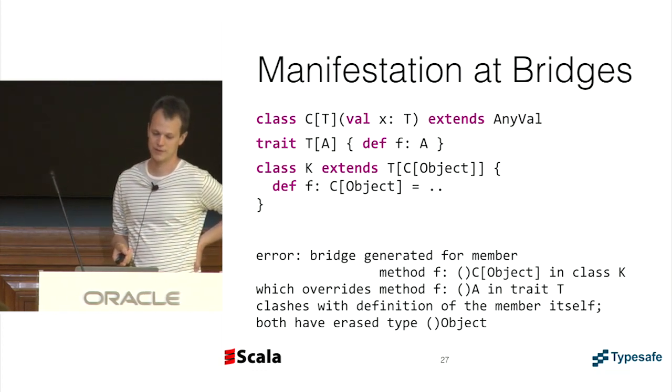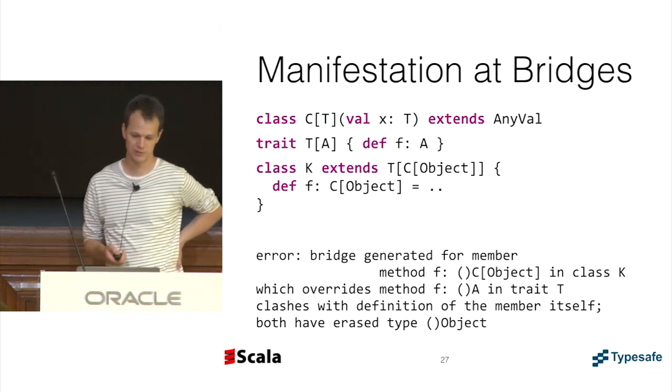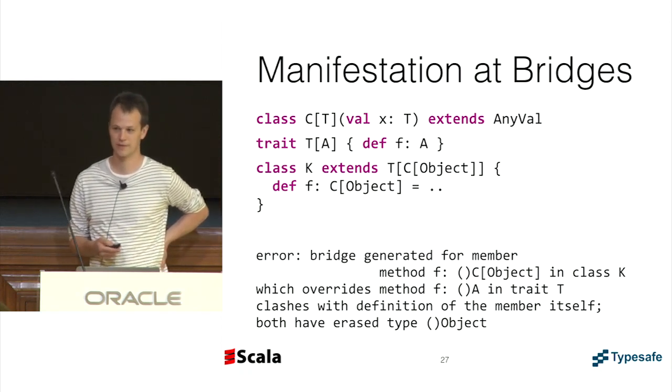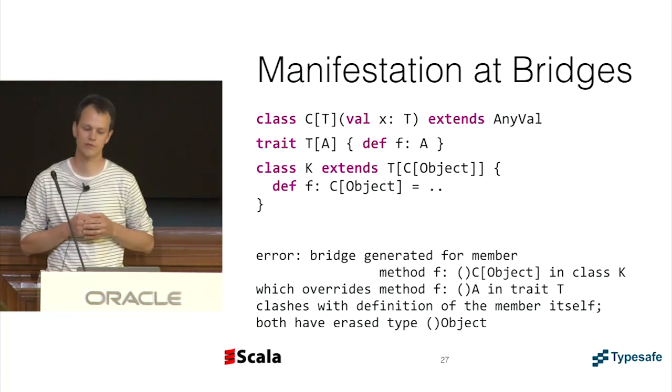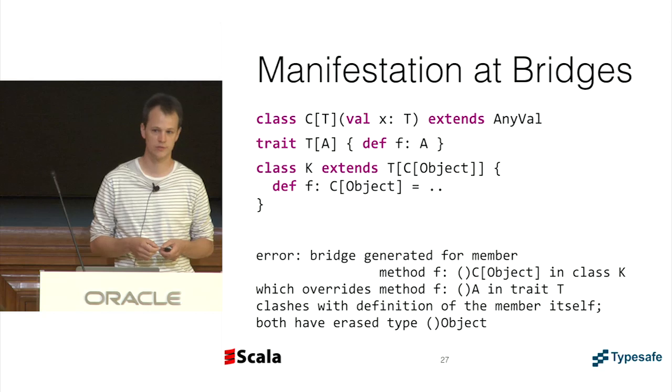And the Java spec requires us to generate a bridge method as well. And this bridge method, unfortunately, has the same signature, right? And for that reason, you cannot do this. So from time to time, if you create value classes that wrap objects, you run into this situation.